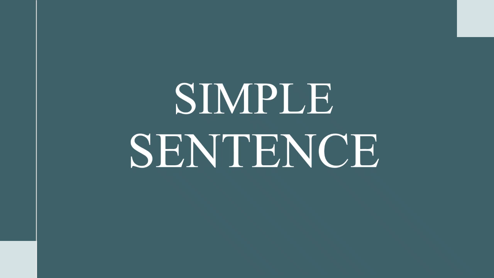A simple sentence is one complete subject and one complete predicate. For example, a girl played under the sun. Our complete subject here is a girl, and our complete predicate is played under the sun. A girl here is our noun, and played is our verb.